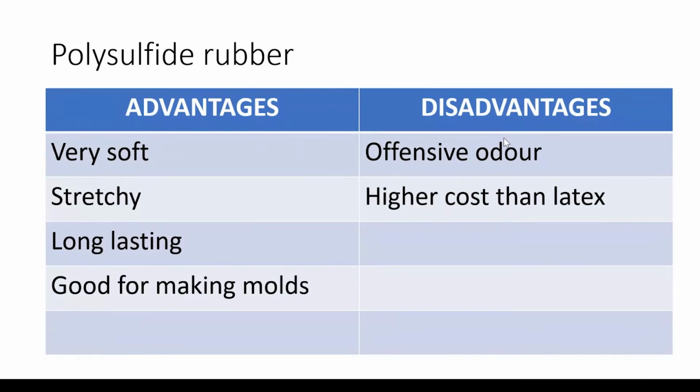For its advantages, polysulfide molds are very soft and stretchy and long lasting, some lasting 40 years. And it is good for making molds with severe undercuts or very fine details.